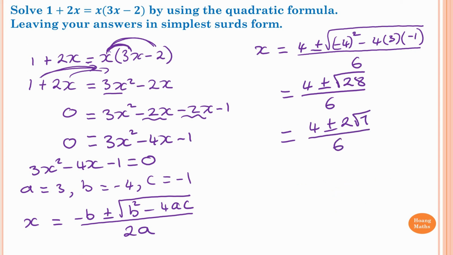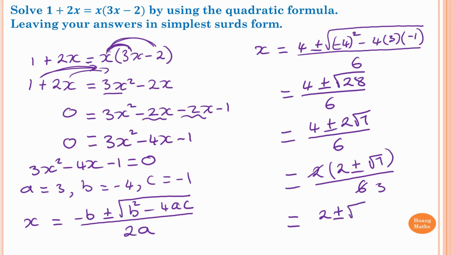For 4 and 2 square root of 7, the common factor is 2. So I take the 2 out. So 4 divided by 2 is 2, plus or minus 2 square root 7 divided by 2 is square root 7, over 6. So this cancels out, that gives me 3. So the answer is equal to 2 plus or minus square root of 7, over 3.